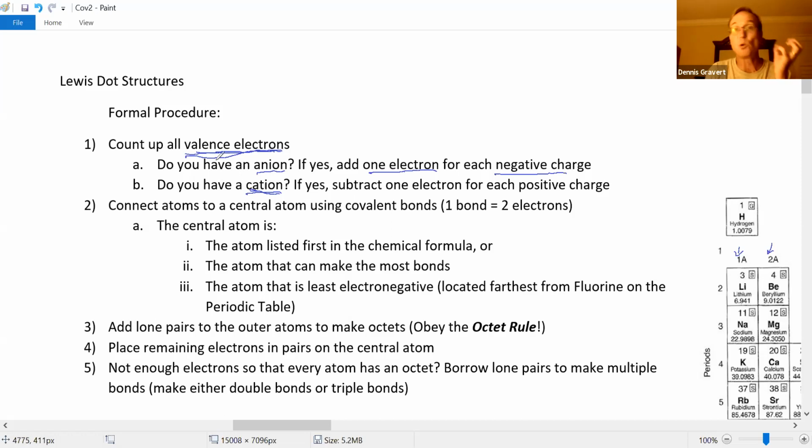Cool, so now you have the pool of electrons. You have the total number. What do you do with them? Start linking the atoms together in covalent bonds. At a minimum, that's how you start.